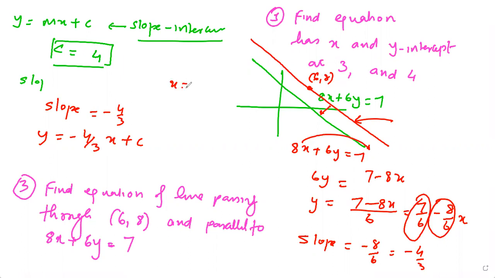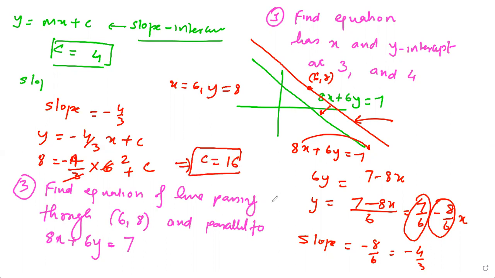So x is 6 and y is 8. When you look at this, you get 8 equals negative 4 over 3 times 6 plus c. And then 3 2s are 6, you get negative 8, and 8. So you get c value as 16.